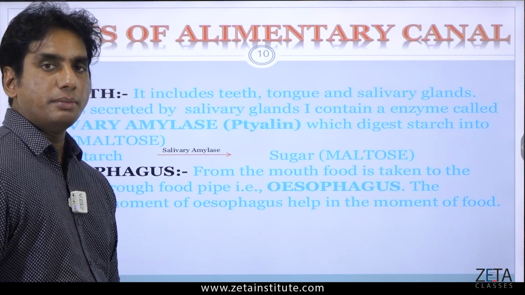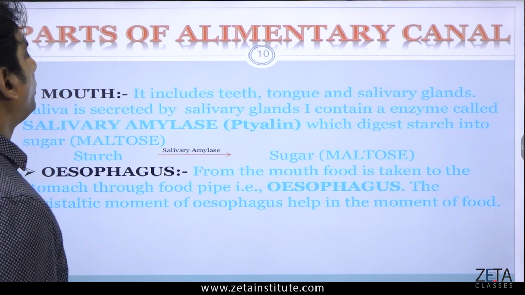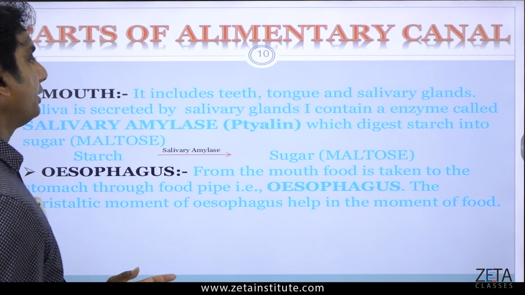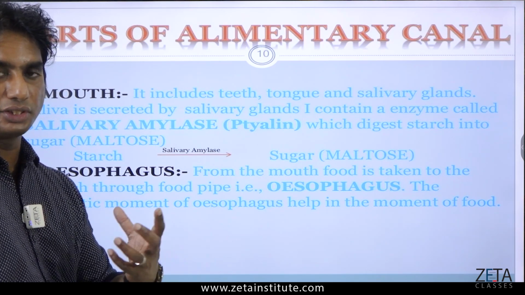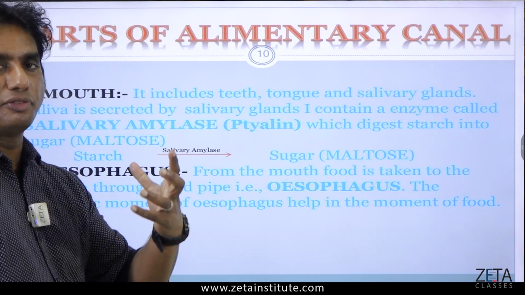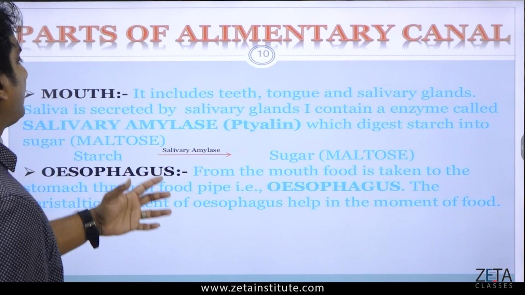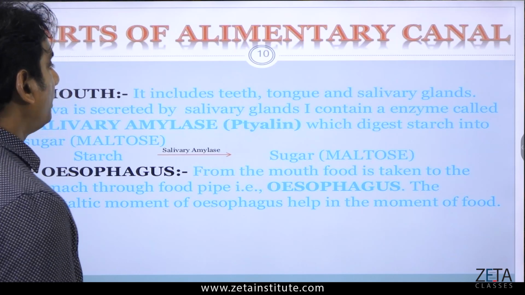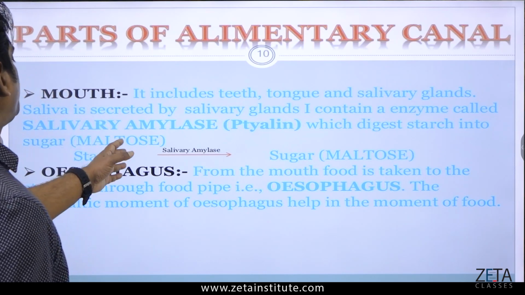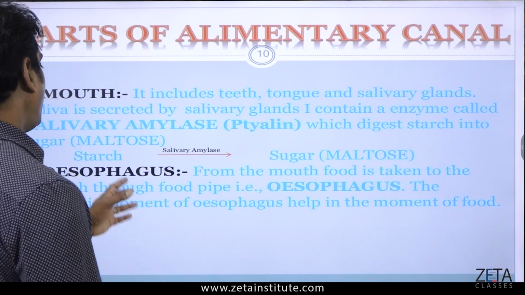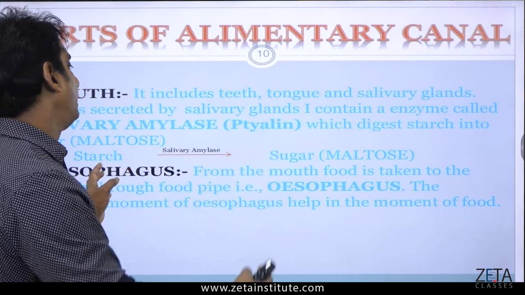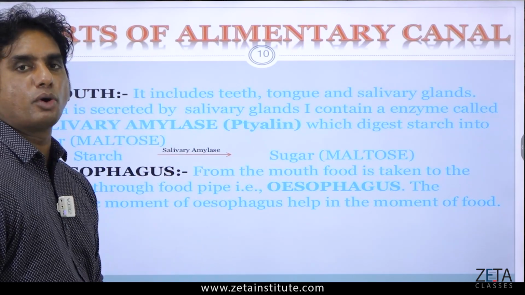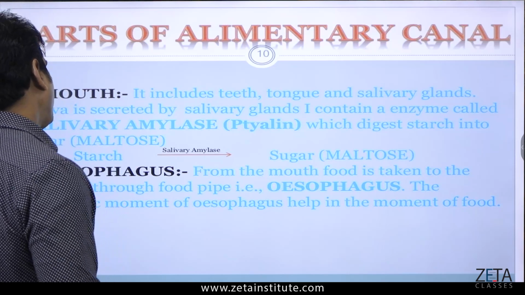When we come to the alimentary canal in detail, the mouth includes teeth, tongue and salivary glands. All are functioning. Don't think that teeth and tongue don't have a function. They function in grinding, chewing and swallowing the food. Saliva is secreted by salivary glands and contains salivary amylase, also called ptyalin, which digests starch into sugar. Starch is a polysaccharide, a bigger molecule. It will be converted to simple sugars, monosaccharides or maltose.